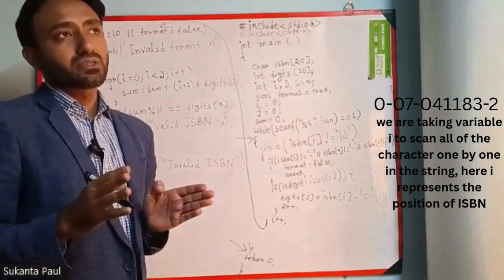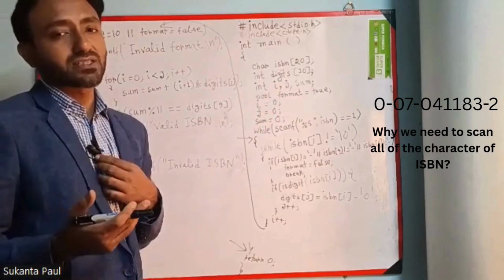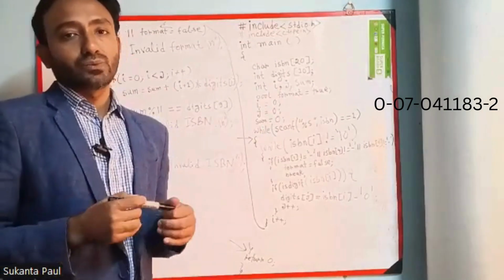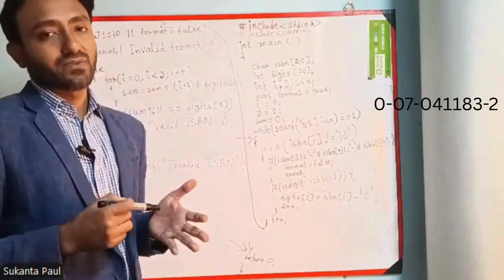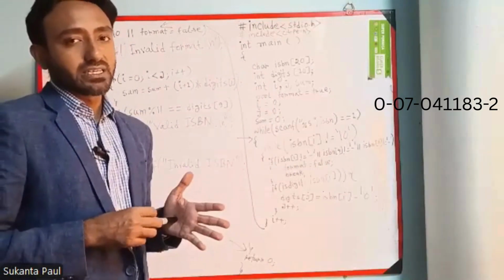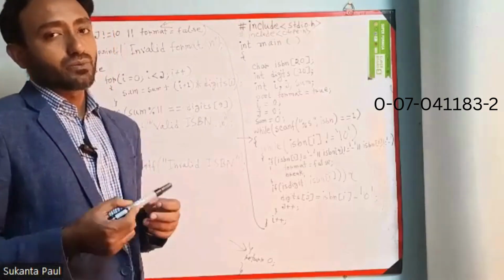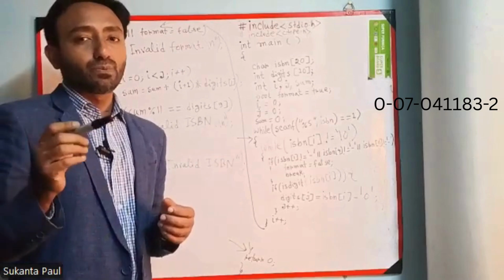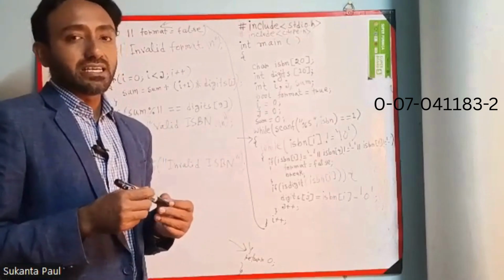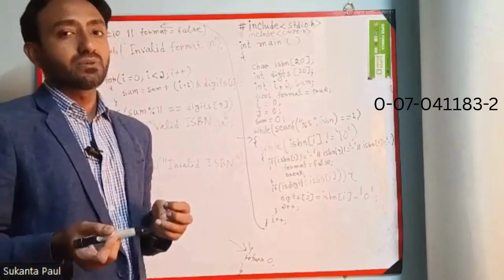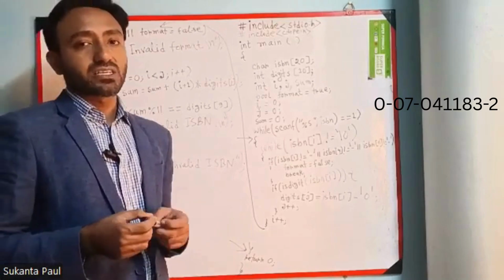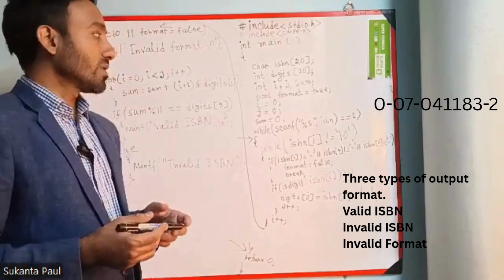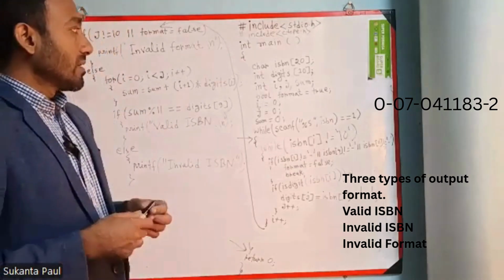Why do we need to scan all of the character digits of the ISBN? After scanning all of the characters, we can tell whether it is a valid format or an invalid format. If it is a valid format, we print the ISBN result. If it is an invalid format, we will print invalid format. If it is an invalid ISBN, we will print invalid ISBN. So there are actually 3 types of output.